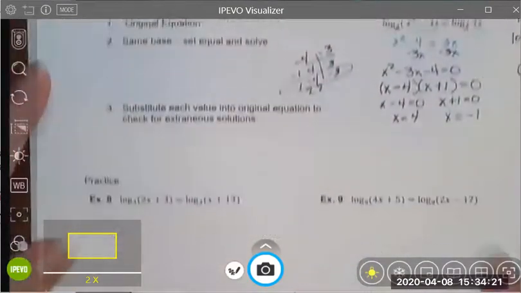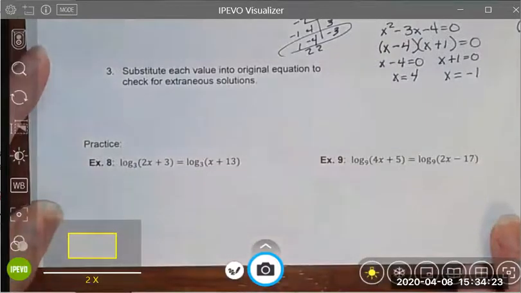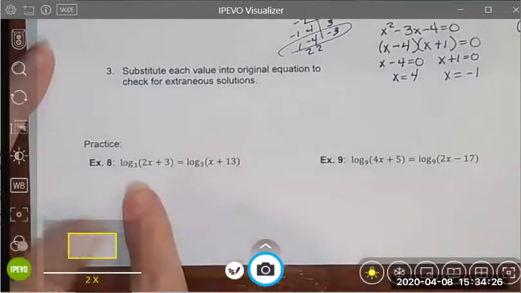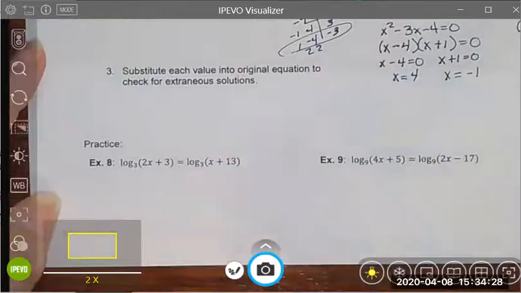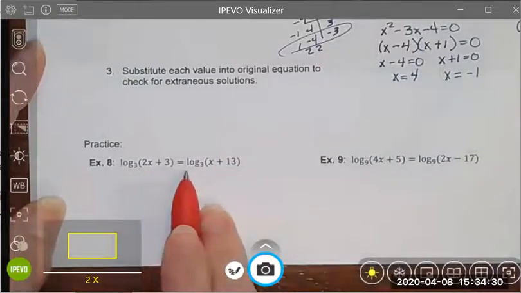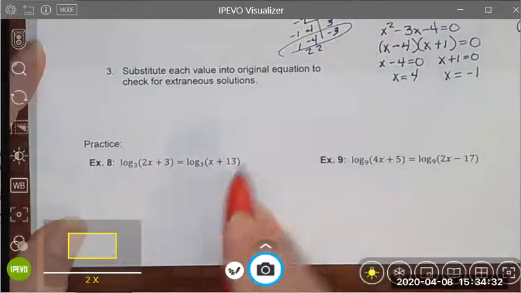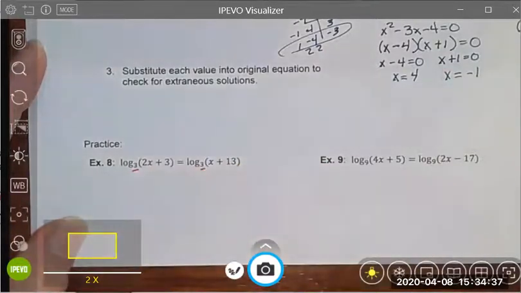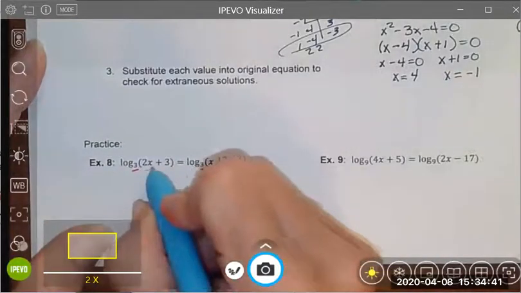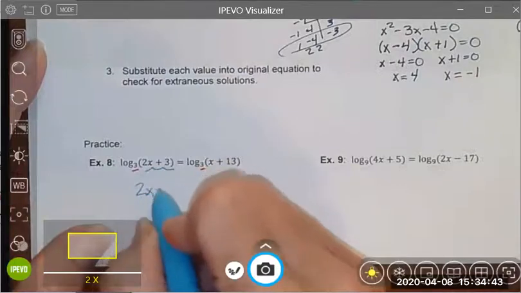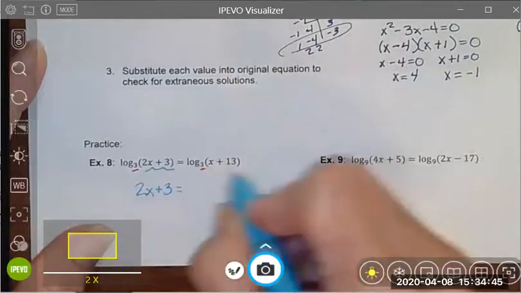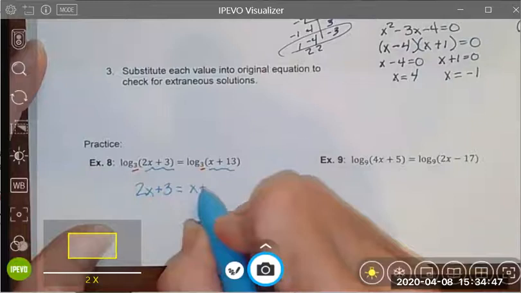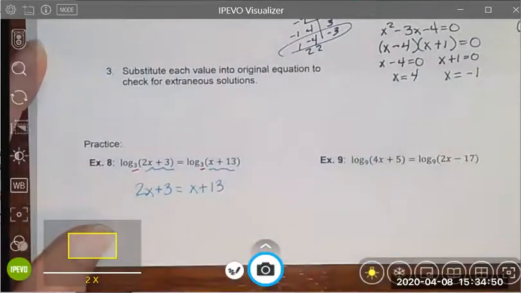Let's practice a couple more, then I will leave you for the day. The next one I'm going to look at is log base 3 of 2x plus 3 equal to log base 3 of x plus 13. So first and most important thing, I notice that the bases are the same. That allows me to use my property of equality, which says that I can set 2x plus 3 equal to x plus 13. And this is a nice friendly function to solve.